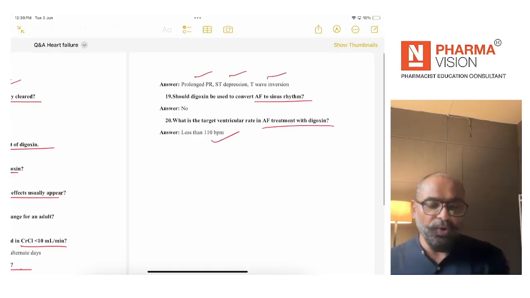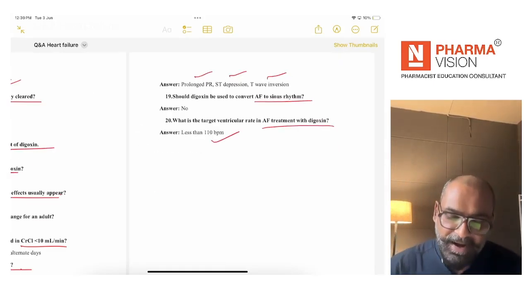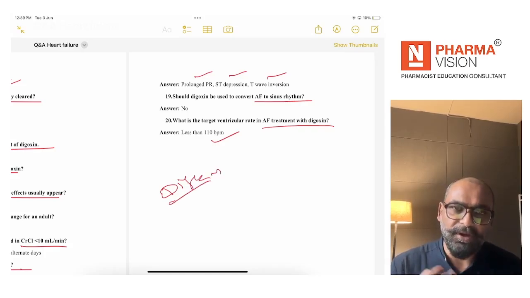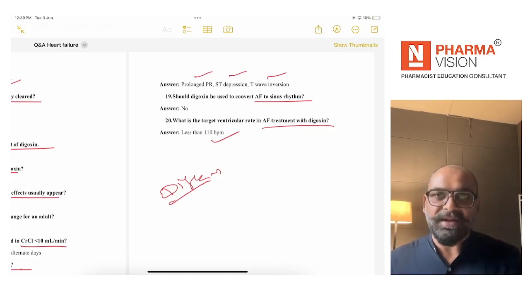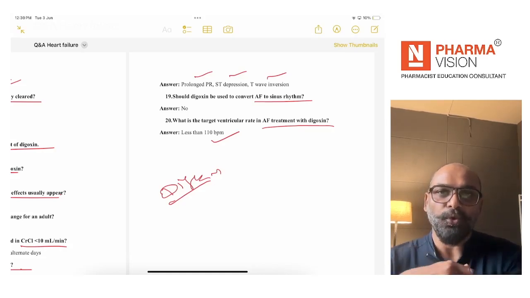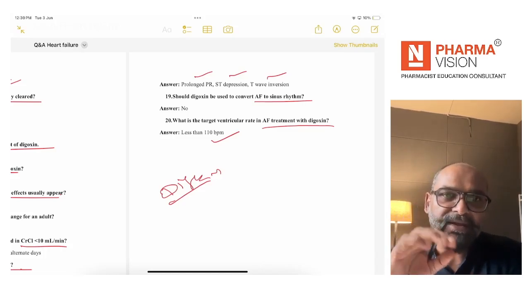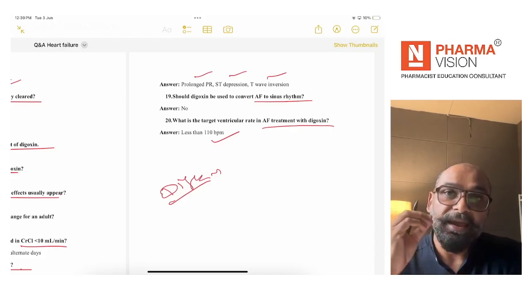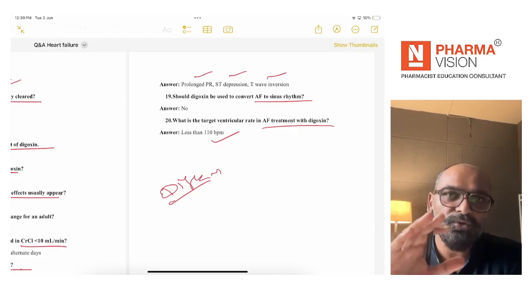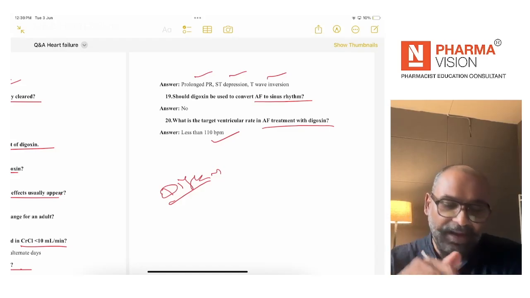Okay, so some of the important points that you have to keep in mind about digoxin: interaction, TDM, therapeutic values, dose. Some of the students are continuously asking the question, do we have to remember all the doses? No, you don't need to remember all the doses, but some of the most commonly used medications that have a low therapeutic window need to be remembered, like digoxin.